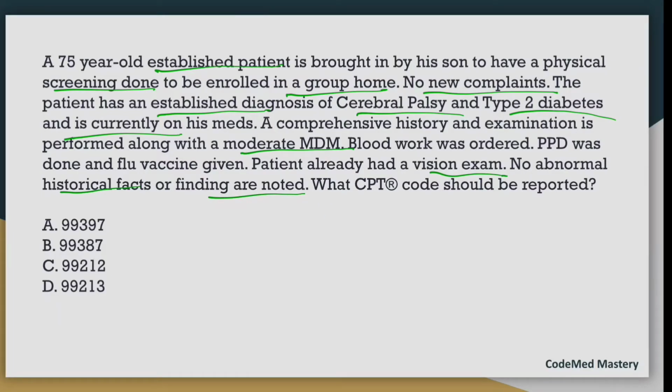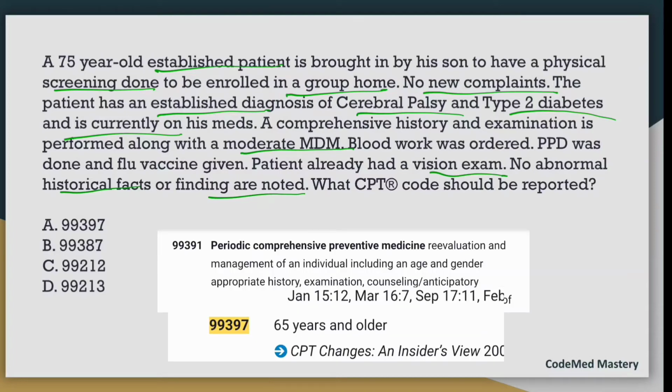Let us check option A, 99397. 99397 is for periodic comprehensive preventive medicine reevaluation and management of an individual, including an age and gender appropriate history. So these codes are based on age. 99397 is for 65 years or older. In our question, the patient is 75 years old, and he has come for a physical screening to be enrolled in a group home. So these codes come under preventive medicine, that is periodic comprehensive preventive medicine. So code 99397 is matching with our question. We'll keep this for now.